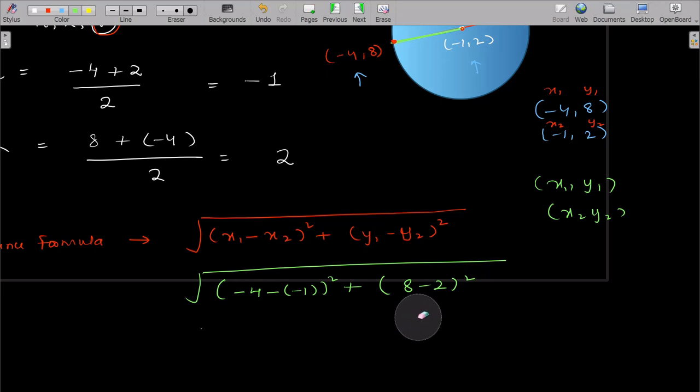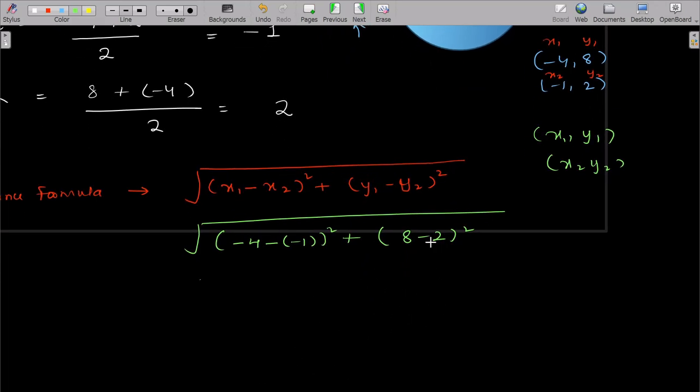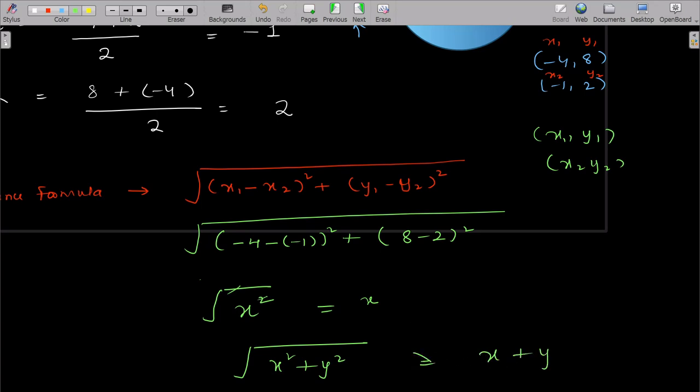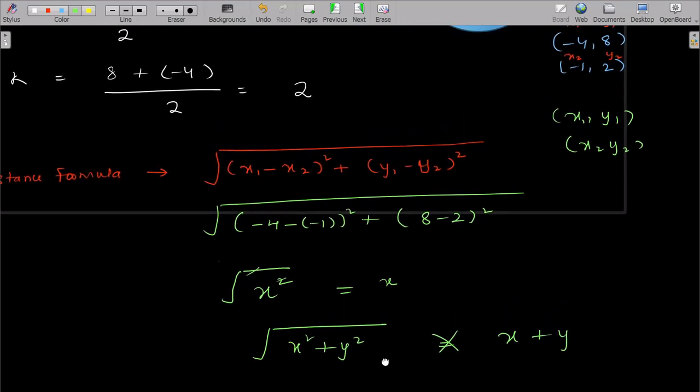The exponents and square roots do cancel out, but not when you have multiple terms inside. So if you have just this, then the exponent and square root cancel out and you'll get x. But if you have multiple terms, let's say x squared plus y squared, then we cannot write it as x plus y. This would be wrong. Okay? Okay. 9 plus 36.